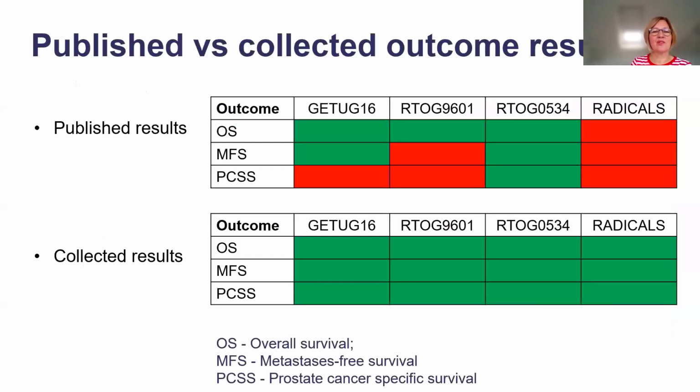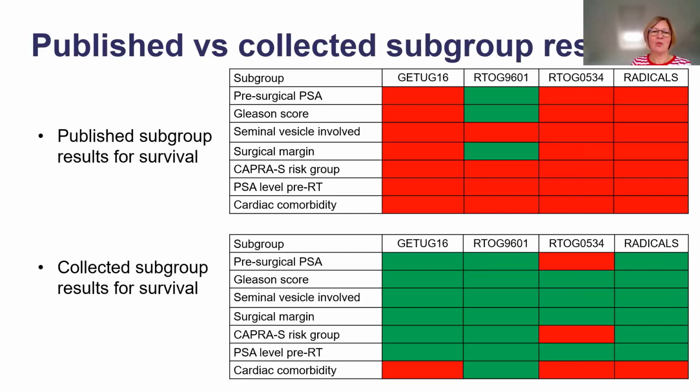But just to show you the contrast between what we would have had from the publication, this is just the main outcomes. What we would have had if we hadn't collected results is really about 50% of the information. But even more stark is what we would have got if we were relying on published subgroup results. We wouldn't have been able to do much in the way of subgroup analysis. So a huge improvement in the amount of data that was available by going to the trialists. And the ones that are still in red there are just ones that they didn't collect.